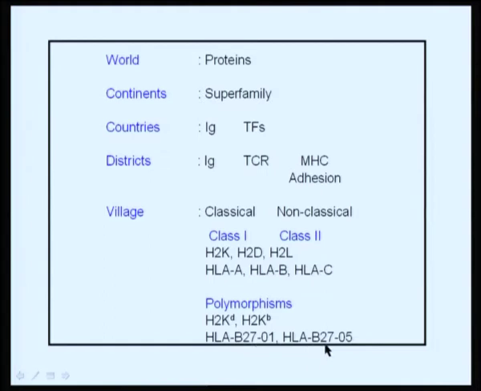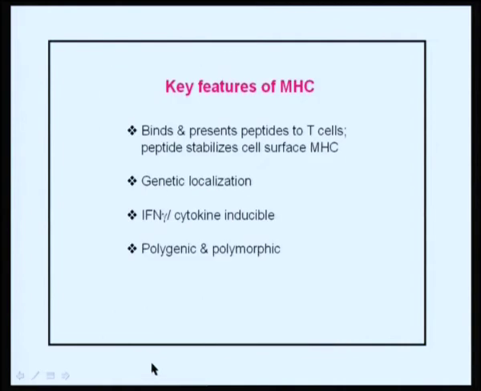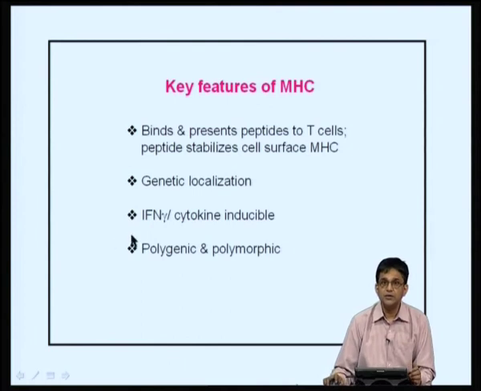These are different variants, and these are important because these variants give us the ability to bind different types of peptides, and they are important in terms of the immune responses and transplant rejections also. So, this is something we need to keep in mind. Some of the key features of MHC molecules, overall these are the important features that we need to understand.